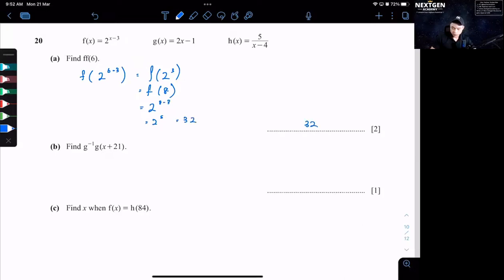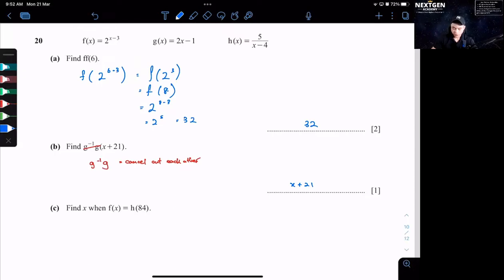Okay, so this is a 2-mark question. Question B. Find G inverse G bracket x plus 21. Okay, it's a 1-mark question. When you do a G inverse and a G, these two will actually cancel out. So make sure you all know these are G and G inverse. These will cancel each other out. So your final value will just be x plus 21. Make sure you know this theory.